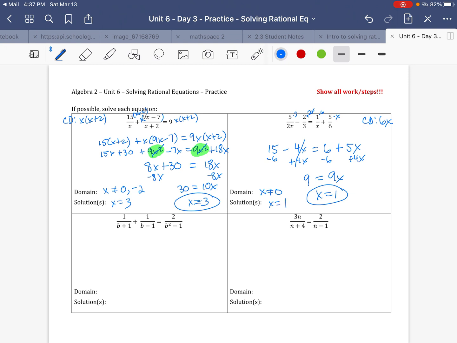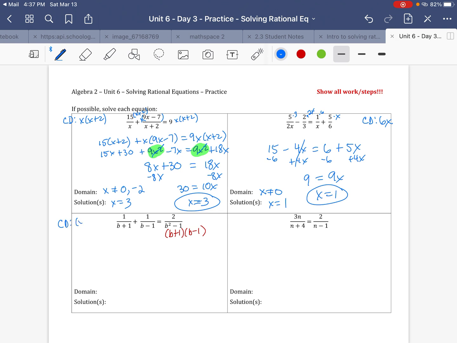So x equals 1. All right, on the bottom left, I'm going to have to factor this b squared minus 1 to make sure what it is, but that is b plus 1 and b minus 1. So luckily, these two things combined are this piece over here. So that's my common denominator choice.